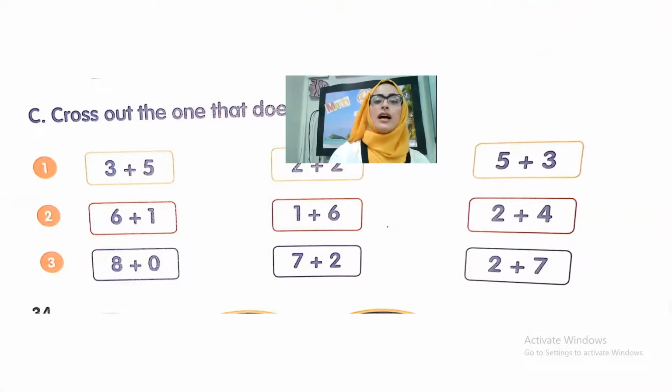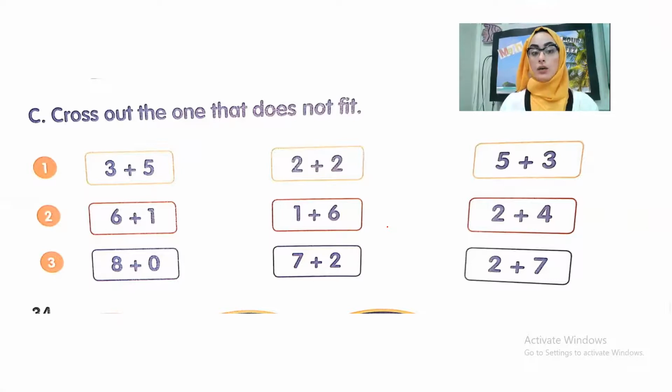Let's read the question together. Cross out the one that does not fit. So we have 3 things. One of them is not in the same group. Number one, 3 plus 5, 2 plus 2, 5 and 3. I have the same addends, switching the order, the answer will be the same. We have a 3 and 5, 5 and 3 together, but 2 and 2 is not with the group. Go away, 2 plus 2.